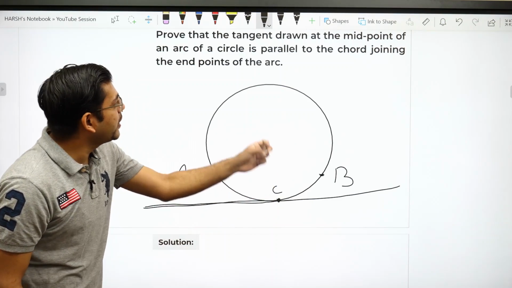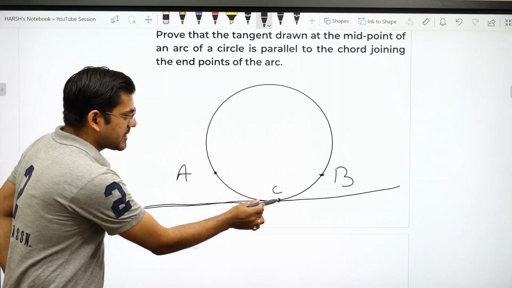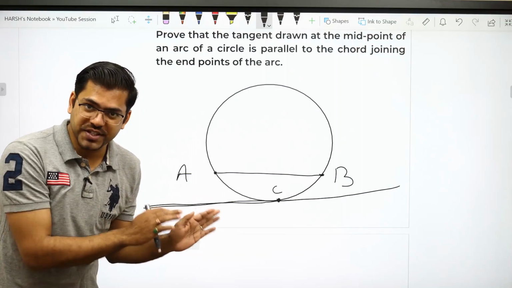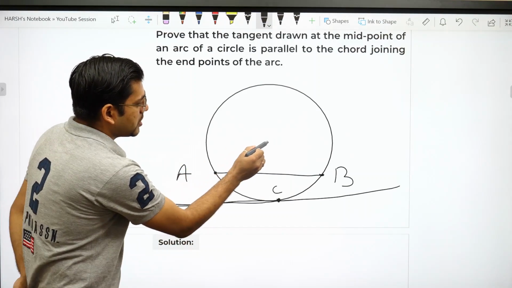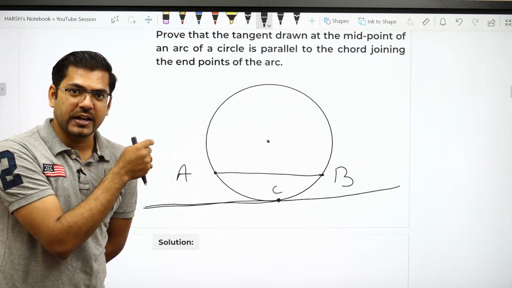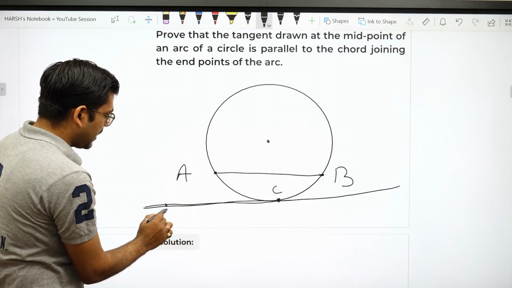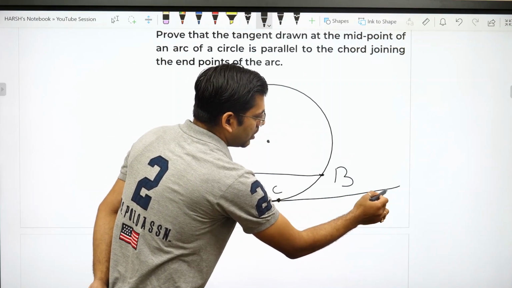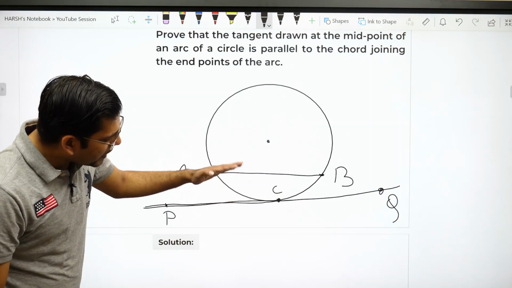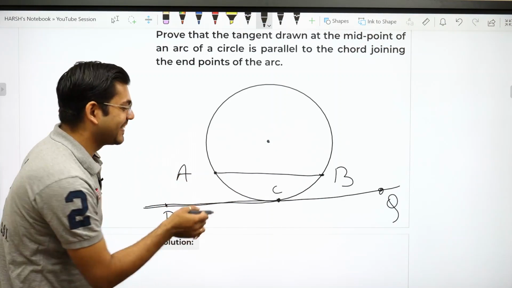Now, this is the midpoint. The tangent at the midpoint of the arc of a circle is parallel to the chord joining the end points. Means this line will be parallel to this line AB. We have to prove this. Now, this is the question. I am skipping the steps given and to prove, I guess you will write that. Given is this, and what we have to prove is that this line PQ is parallel to AB. Isn't it looking parallel? Yes, assume it is parallel. In maths, this is the best thing. We can assume everything.